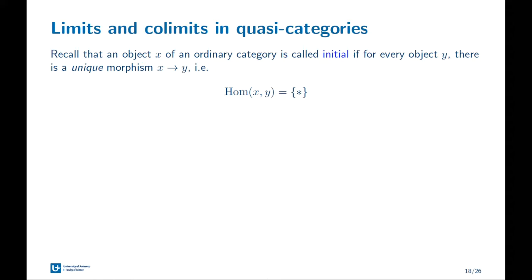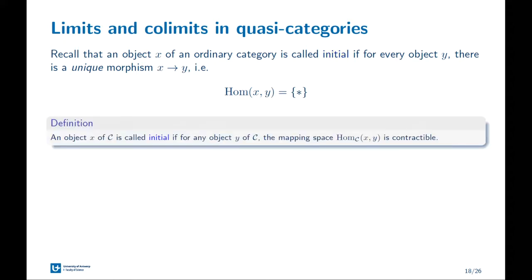But recall our second slogan of today: uniqueness is replaced by contractibility in the category. So the most natural thing to do is to define an object to be initial in a quasi-category, so now again, we're working in quasi-category C, if the mapping space is not a point, but is contractible. It's again the simplest kind of space that you can think of. It's a contractible space. And indeed, this turns out to be the right notion, which works very analogously to the classical initial object.